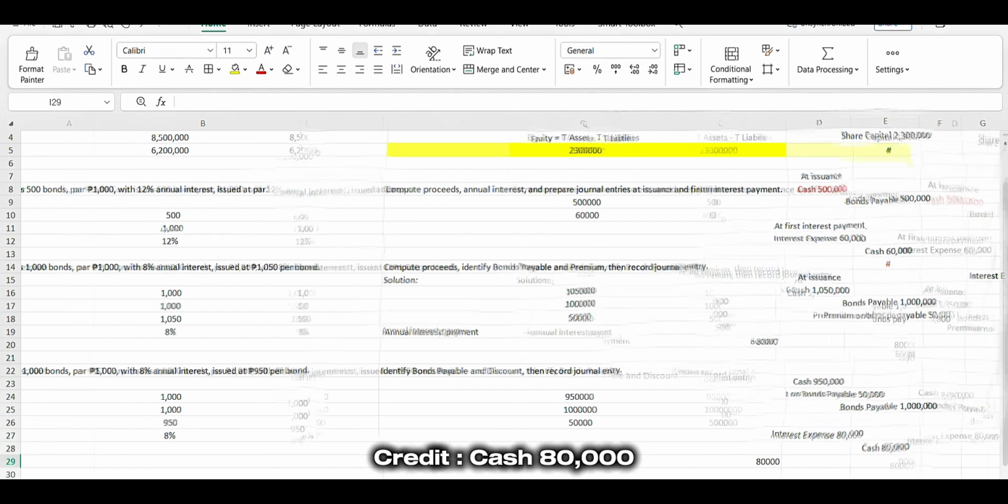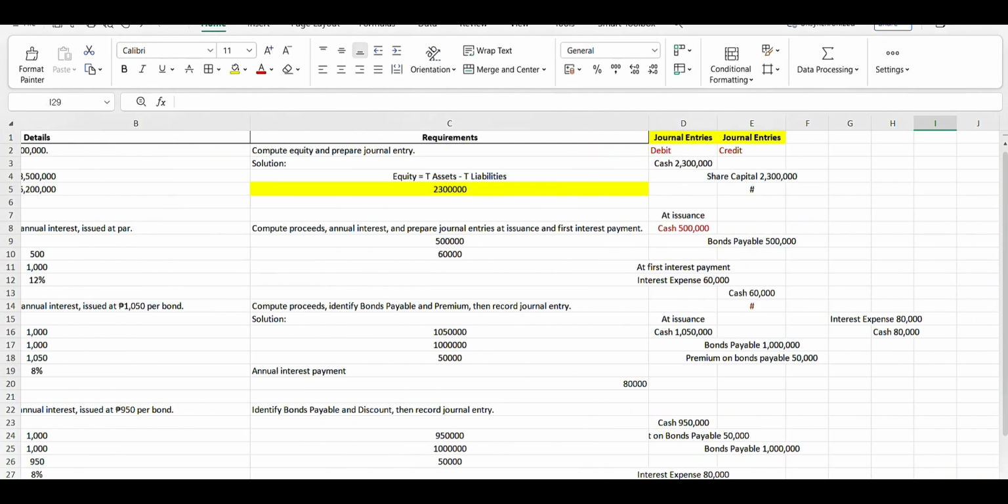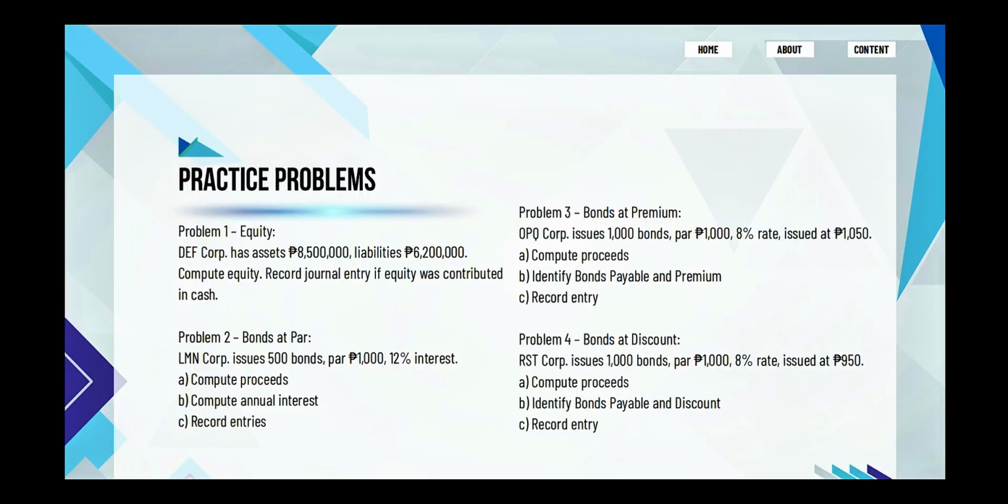So I hope you got all the correct answers, guys. And these are all the basic formulas. And that's it for today's discussion.